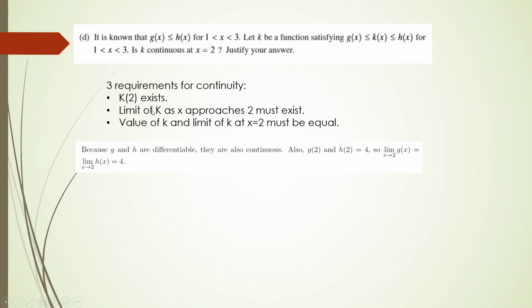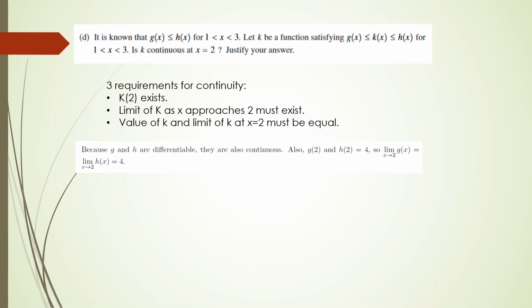And if it's continuous, I know that the limit also exists, and that the limit must be equal to the value of the function. So if the value of g of 2 and h of 2 are 4, that means that the limit of g of x and h of x as x approaches 2 must also be 4. Now, why are we setting all of this up?